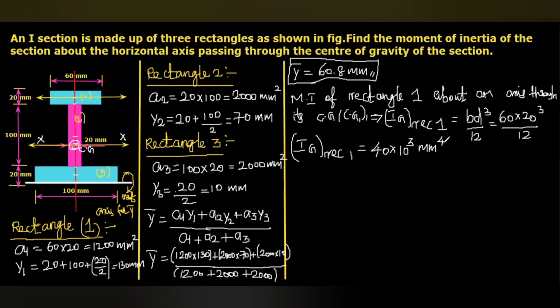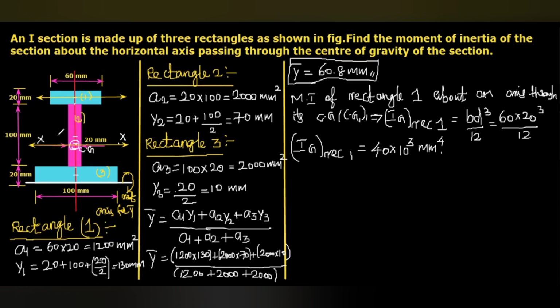Then, but we need it with respect to the x axis passing through the center of gravity of the whole section. Actually, this IG value is the moment of inertia of rectangle 1 about this axis. But we need it about this axis. You know, these two are parallel axes. The parallel axis theorem, that also we did in a separate video. That video link I have also given in the description box for reference.